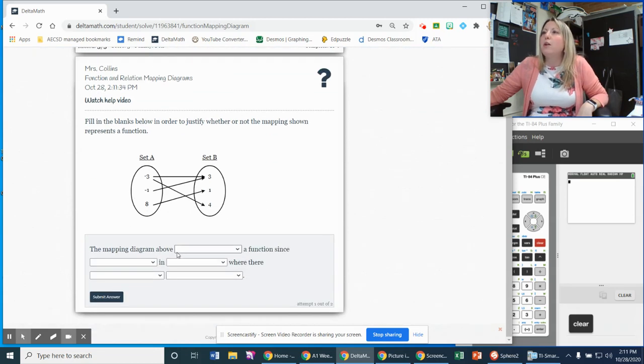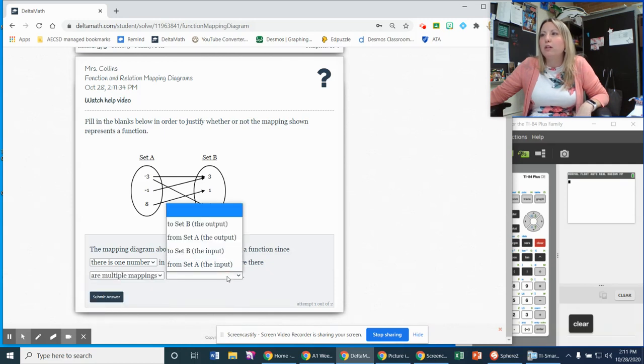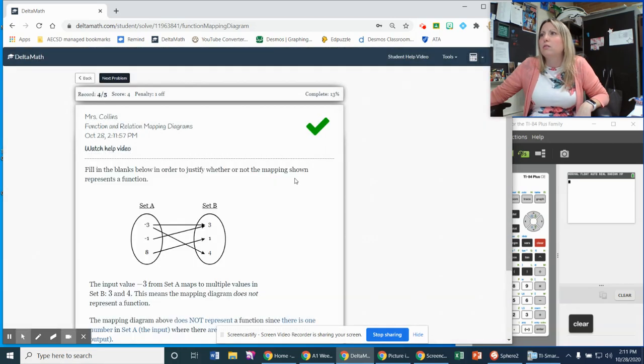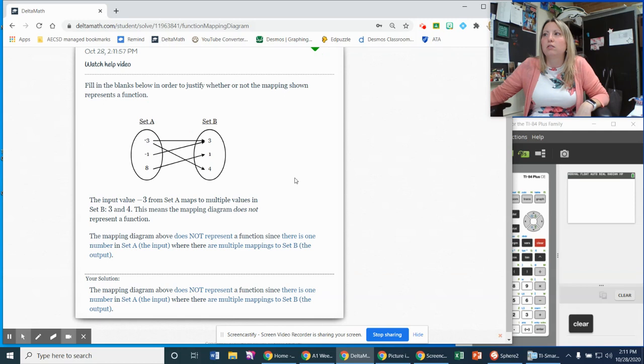The mapping diagram above, oh man, -3 gets used more than once. So this is not a function since there is one number in the input, set A, where there are multiple mappings to the output. That's what I put before, yes? Awesome. That's what I put before.